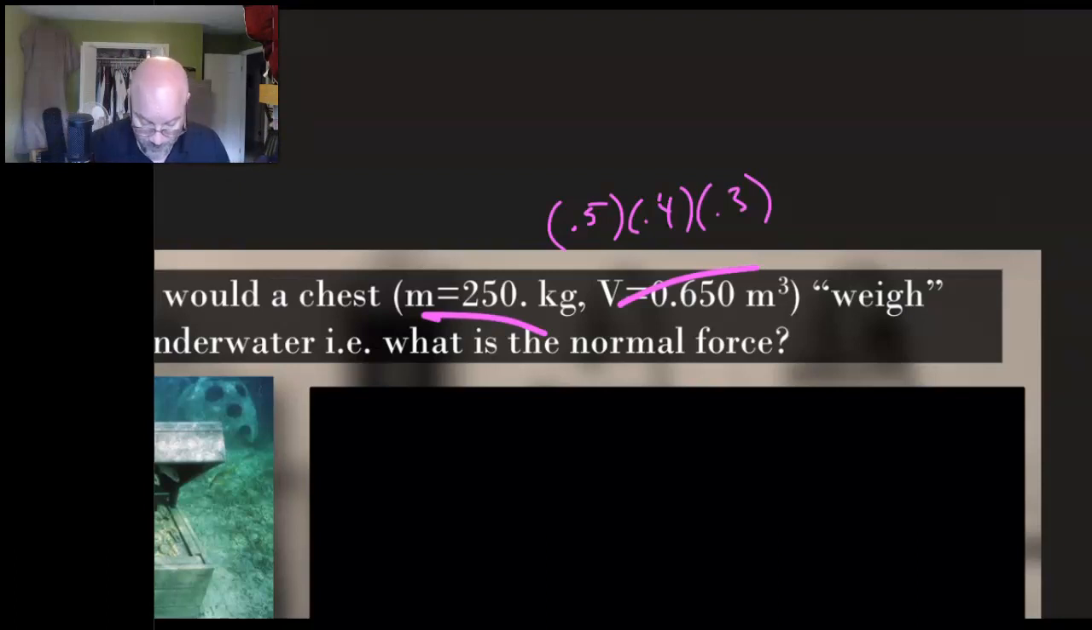But anyway, if you go 0.5 times 0.4 times 0.3, that's actually a small number. That's where I got the 0.06 number. So our object that's this by this by this is only 6% of a cubic meter. A cubic meter is pretty big.